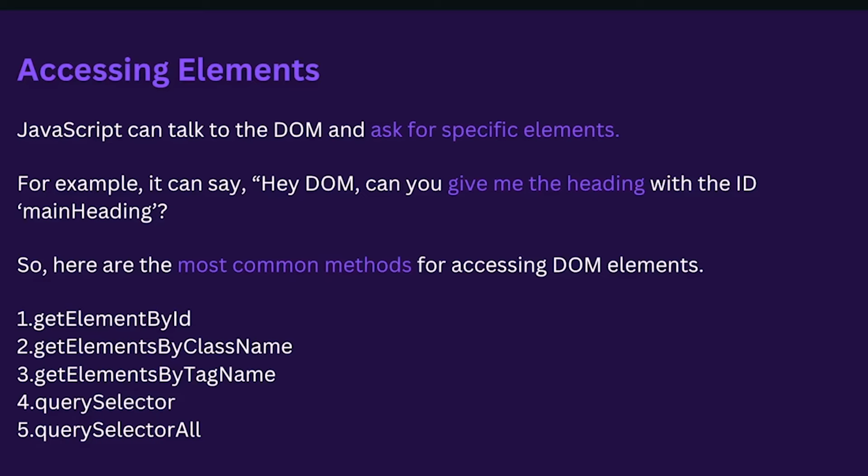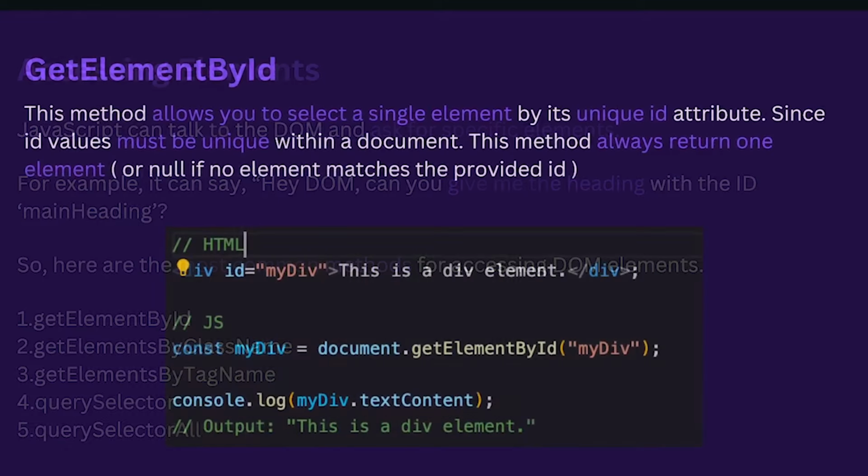So here are the most common methods for accessing DOM elements. Number 1, getElementById. Number 2, getElementsByClassName. Number 3, getElementsByTagName. Number 4, querySelector. And number 5, querySelectorAll.